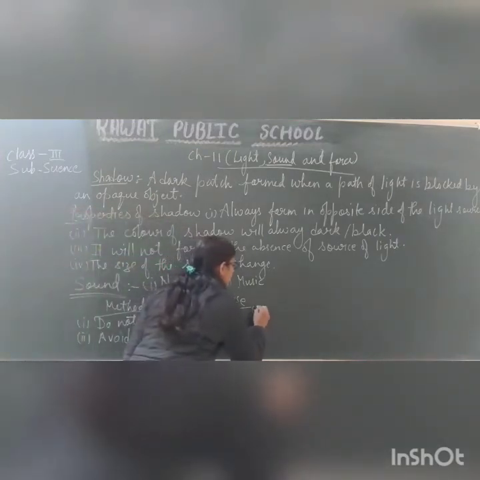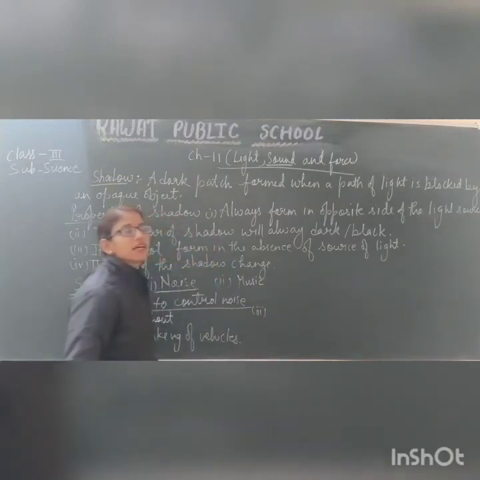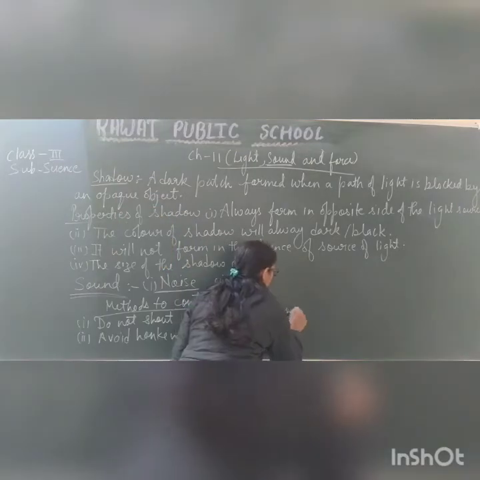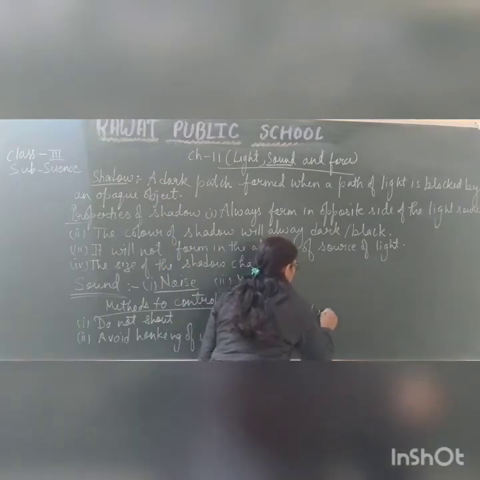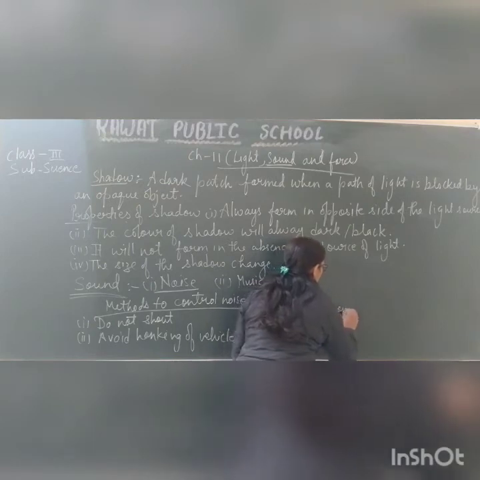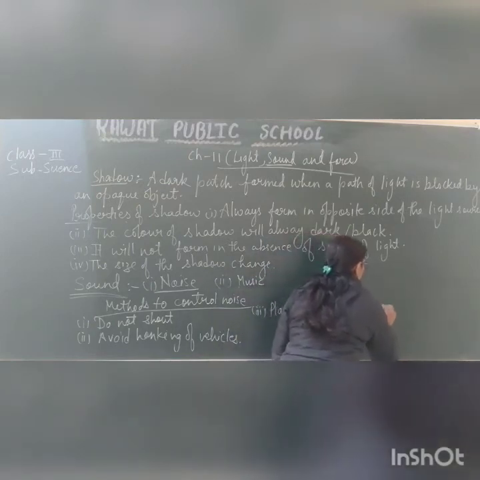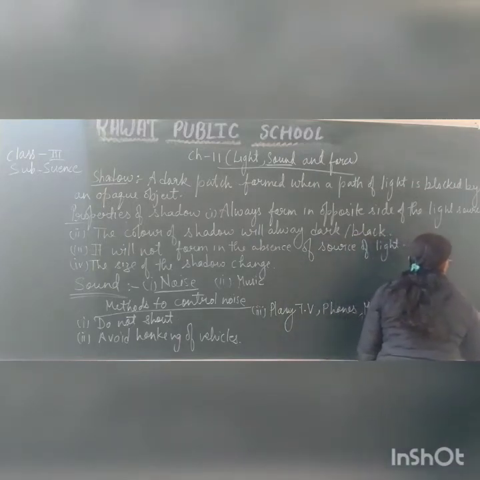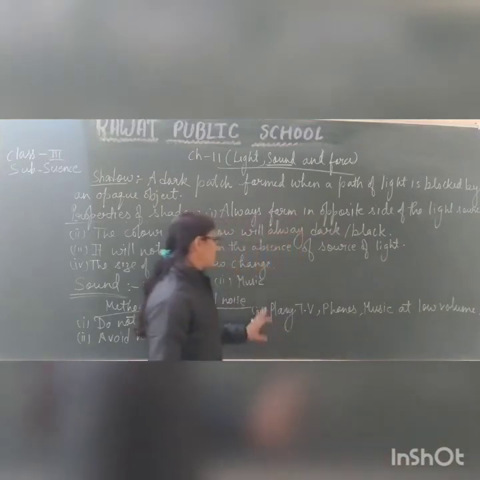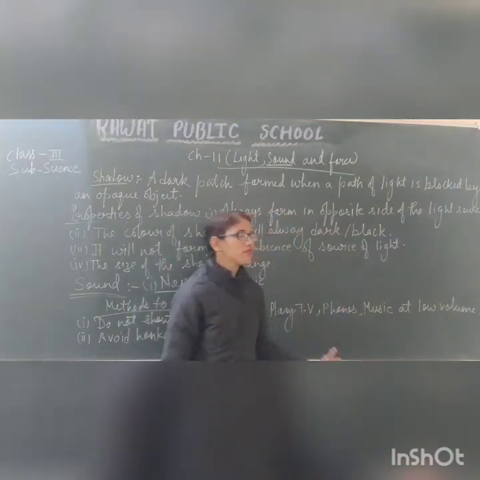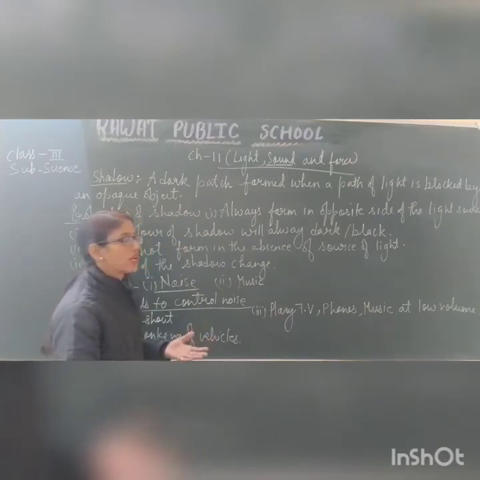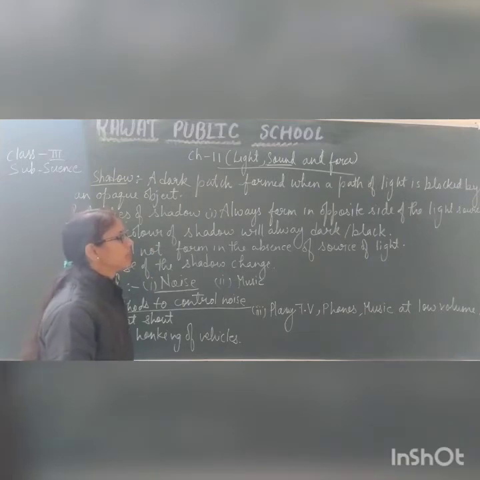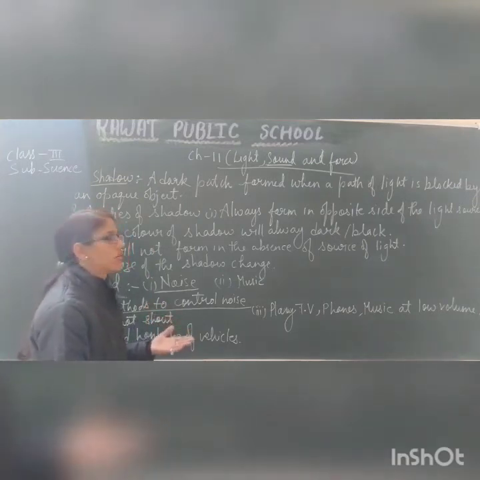And the third is play televisions, phones, speakers and music at low volume. If we play these music systems at a low level, then noise will not be produced. So by following all these ways, we can control noise pollution.